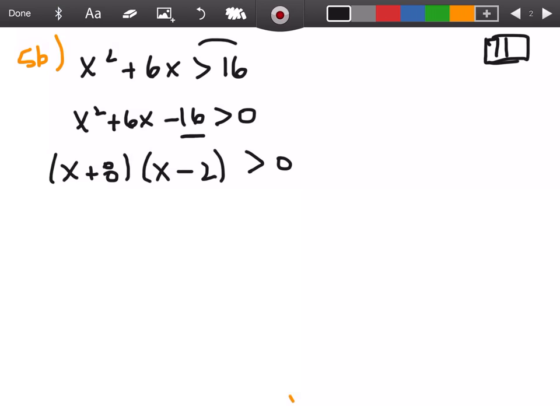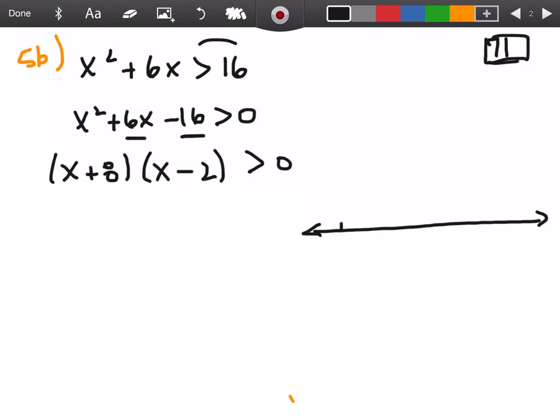Then I have a positive 8x and a negative 2x. That would give me the 6x. So there we go. We factored it. Now the third step is you want to draw a sign diagram for that. So not like the ones that we did in that last problem, but the ones that we did in the beginning.